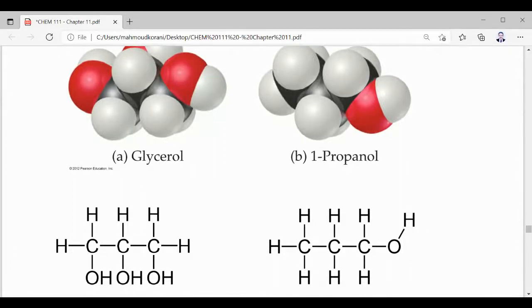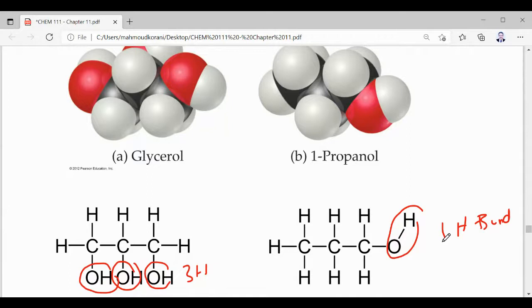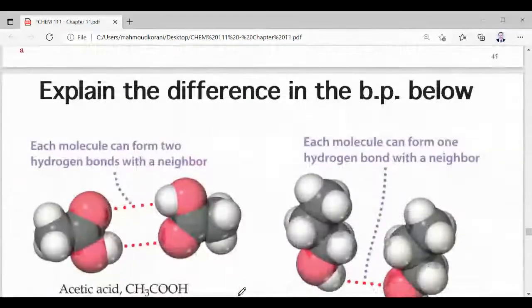Which will have the higher viscosity, this one or this one? This is glycerol, I think, and this is propanol. If they have the same molecular weight, this contains 3 OH groups. So you could imagine that 3 hydrogen bonds will form between the molecules, and this contains only 1 OH group, so 1 hydrogen bond will form. The viscosity increases with increasing intermolecular forces, which is hydrogen bonding here. So this one will be bigger than propanol.